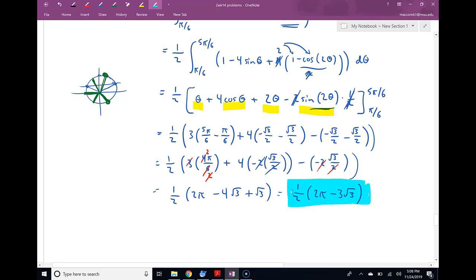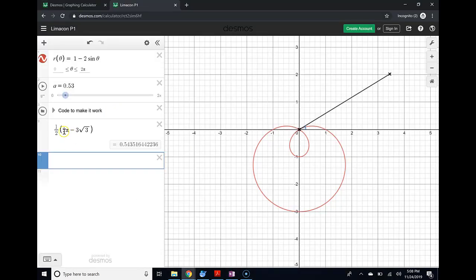Of course, looking at this, maybe it's not inherently obvious if this is a reasonable answer or not. Since we're still getting used to the formula and everything, let's go back to Desmos really quick. I've written in our answer, 1/2 times 2 pi minus 3 root 3. And notice we get a little bit more than a half.